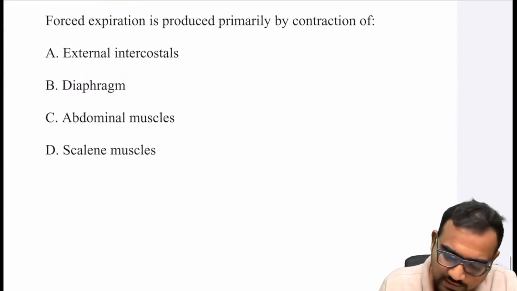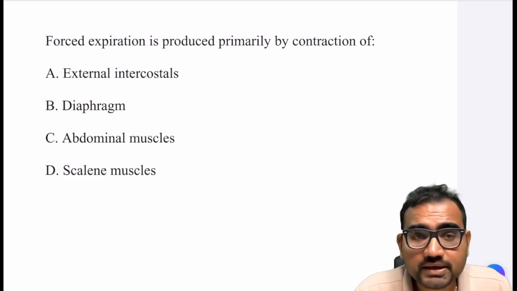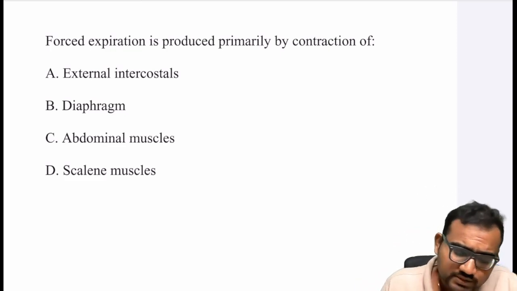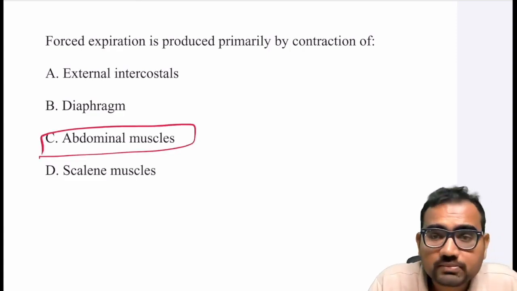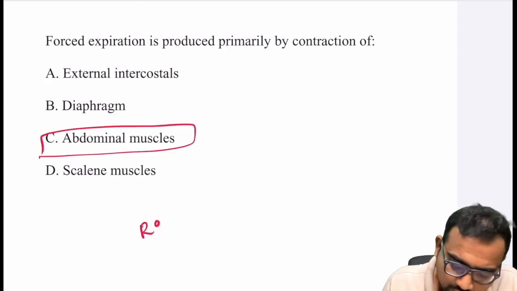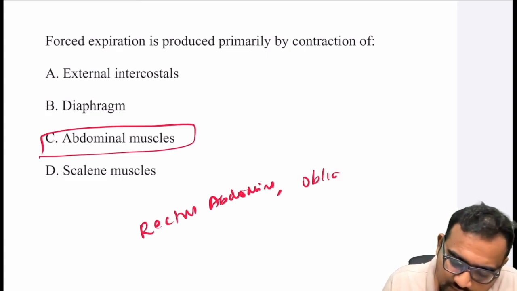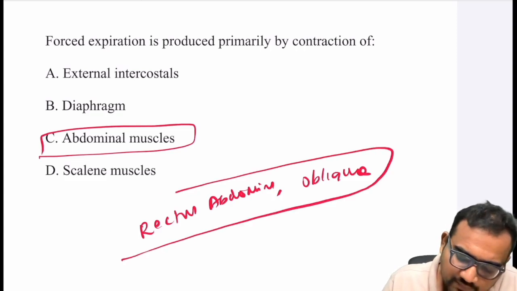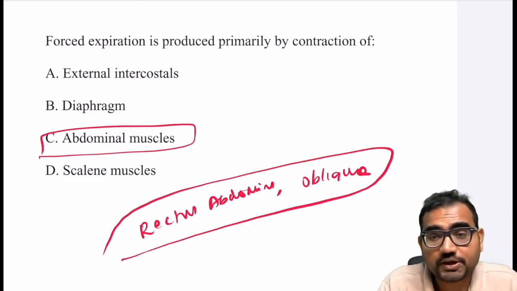Now the last question: forced expiration is produced primarily by the contraction of. See, forced expiration is controlled by abdominal muscles: the rectus abdominis and oblique muscles. So the abdominal muscles control the forced expiration.